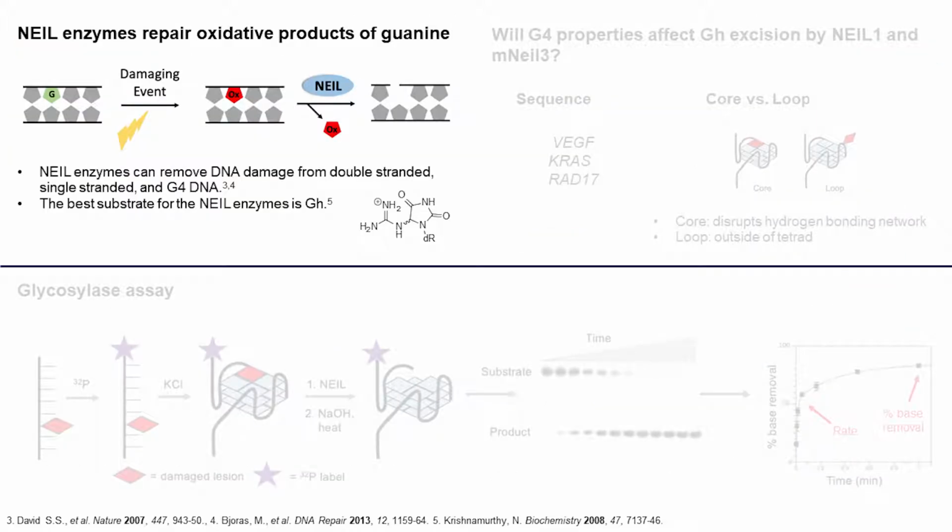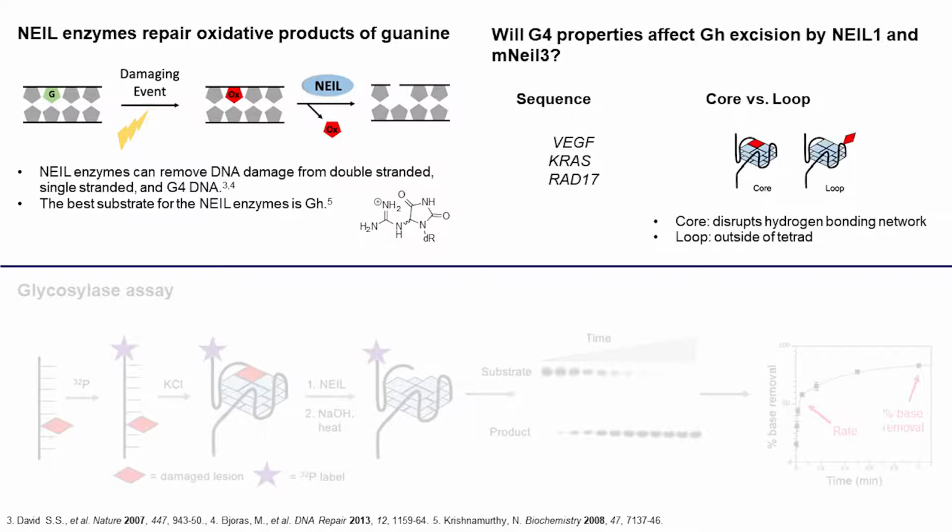Interestingly, the NEIL enzymes can repair oxidative products of guanine, and they can remove these damages from double-strand, single-strand, and G4 contexts. NEIL's best-known substrate is guanidinohydantoin, or GH, as I'm showing here. However, there is very little information known about the repair capabilities of NEIL in G4 settings, and my project aims to determine if various G4 properties will affect removal of GH by NEIL1 and NEIL3.